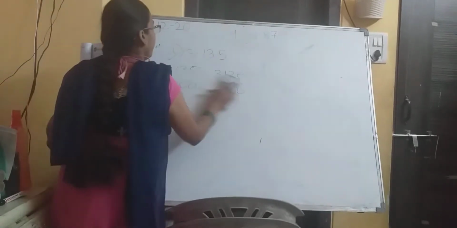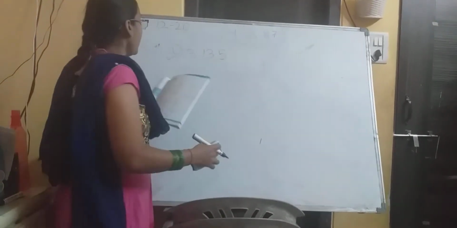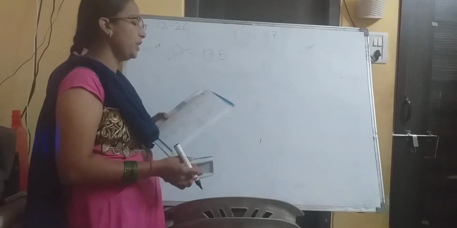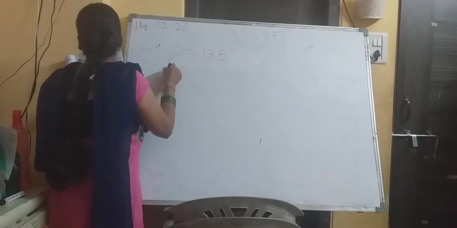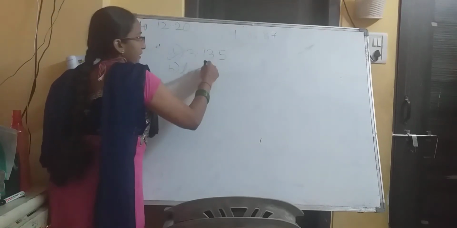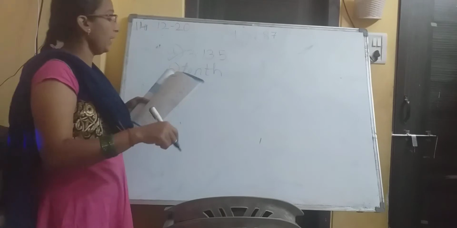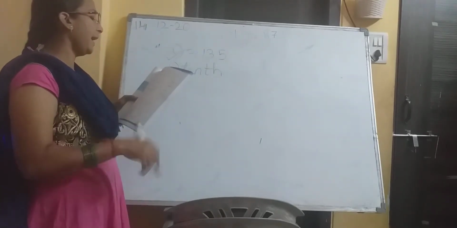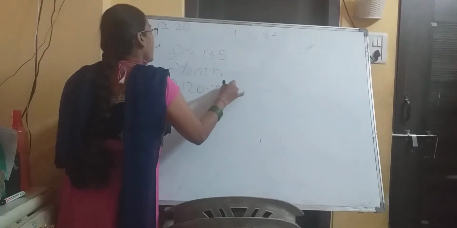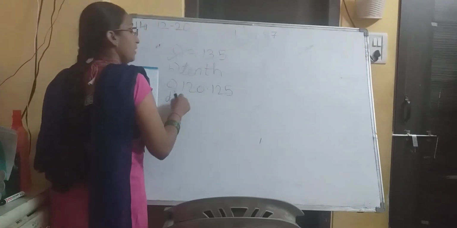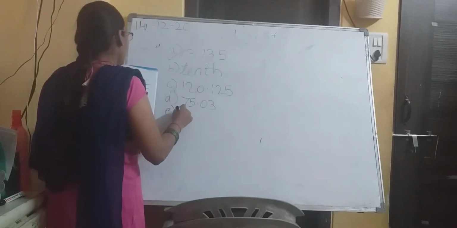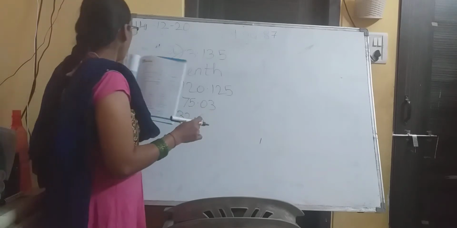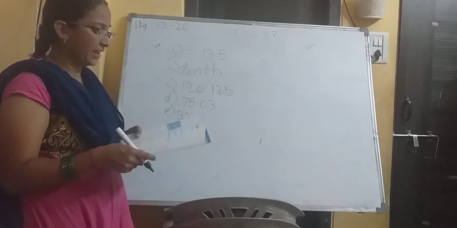Now next. What is the next? Tick the correct answer. The place value of 2 is, yes, tenth. I said you know, tenth. B1 is T-E-N-T-H, tenth. Now C1. Add. C1 is 120.125. D1, 75.03. And D1 is 32.6.